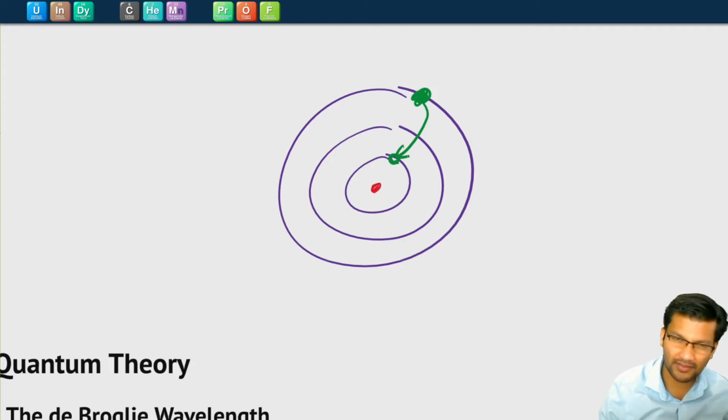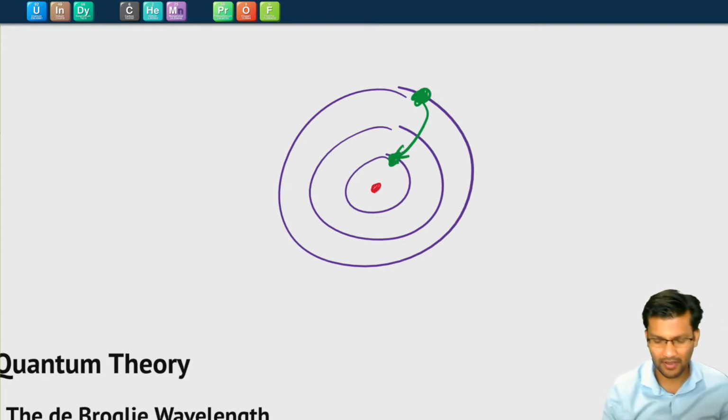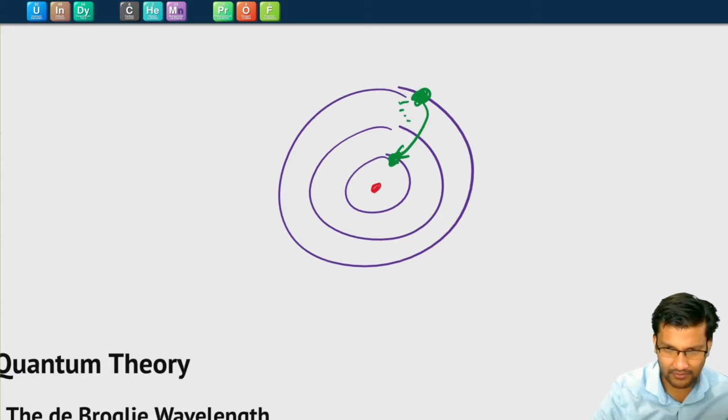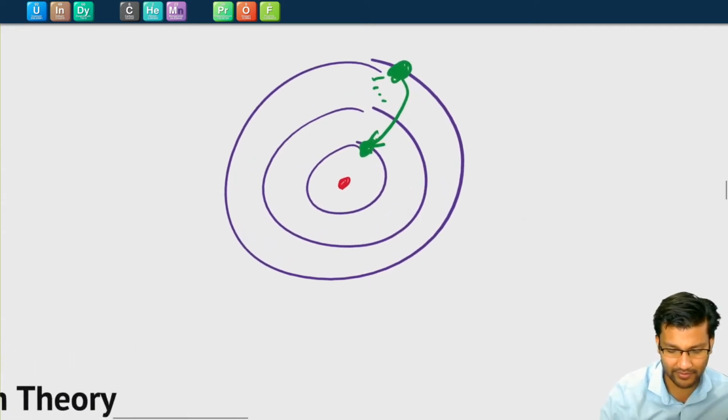But this doesn't really make much sense, does it? How does it move from this outer orbit to the inner orbit? Does it just disappear and then appear? If it can't go anywhere in between, where does it go? That doesn't seem to make a lot of sense at all. Things don't just disappear, right?